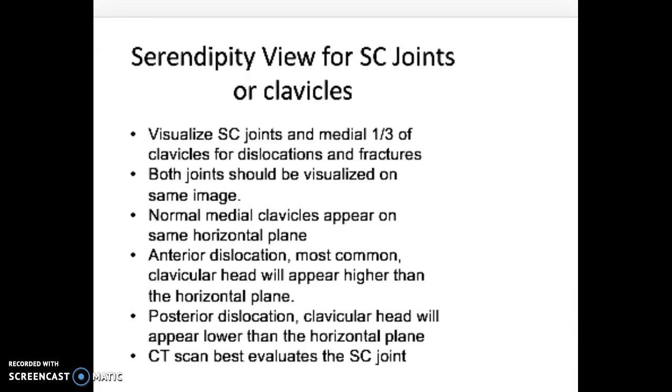This is the serendipity view of the SC joints, or for the clavicles, and it's basically like an apical lordotic view, but the patient is typically supine on the table. So there's no leaning back for the patient to be unstable if you're standing. Let's see. So typically they're going to do SC joints on a CT scan. That's really the best way to visualize them for dislocations. Most of the dislocations for the SC joints happen as sports injuries or car accidents, things like that.